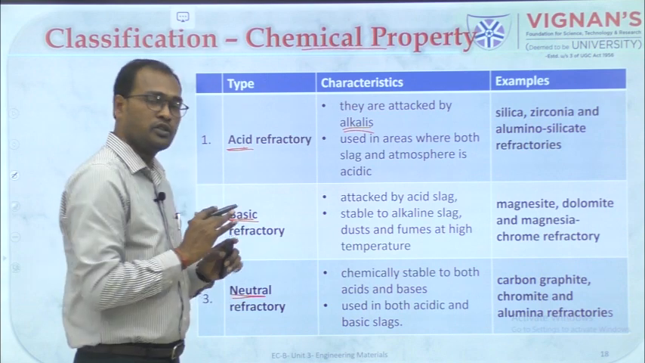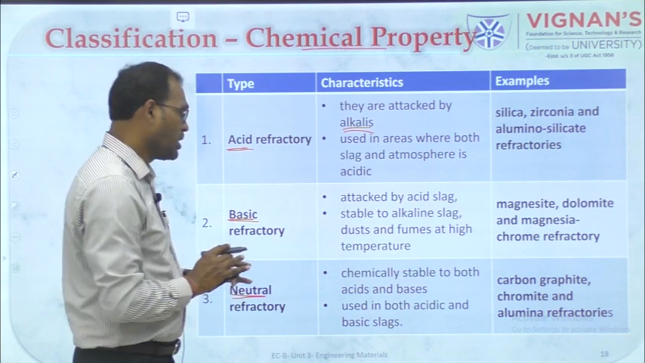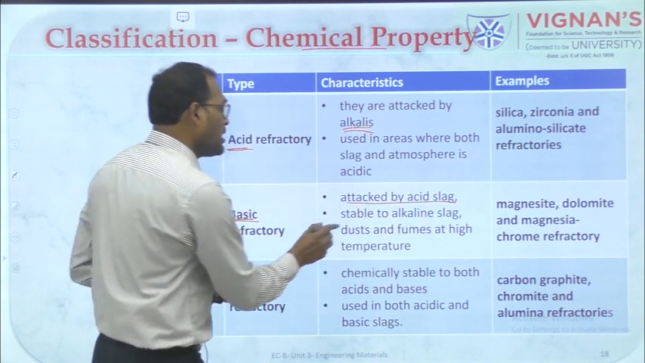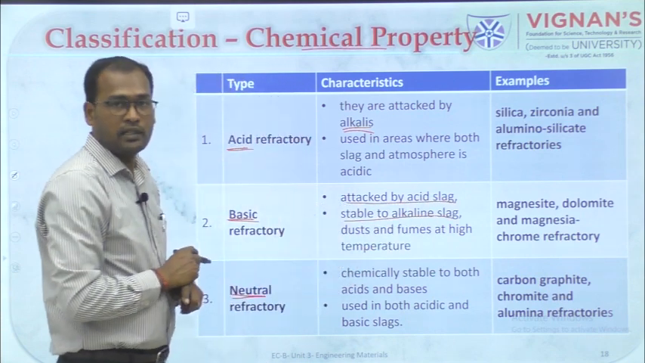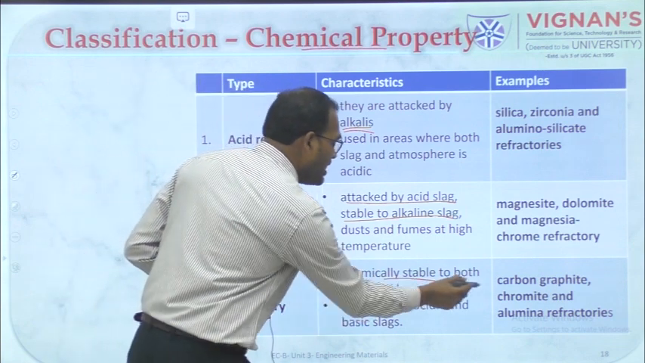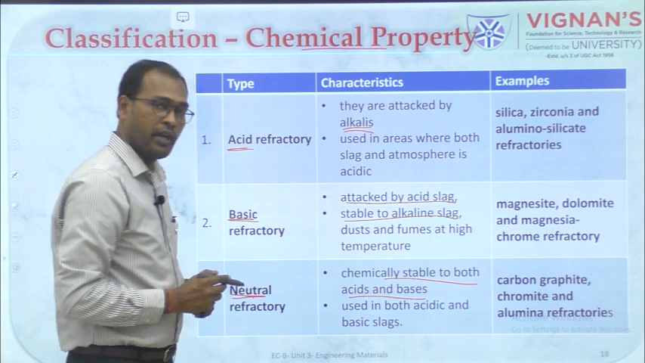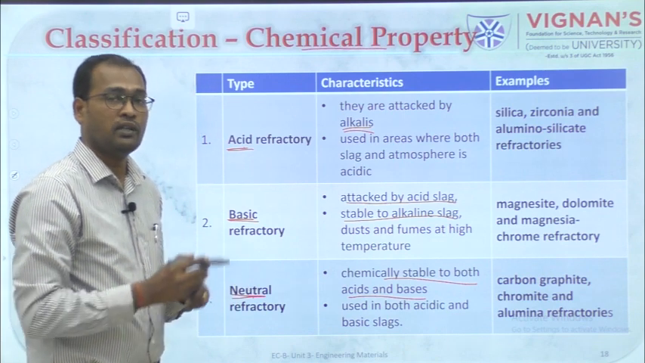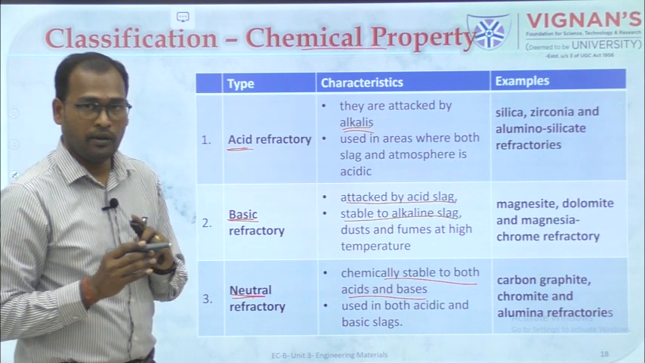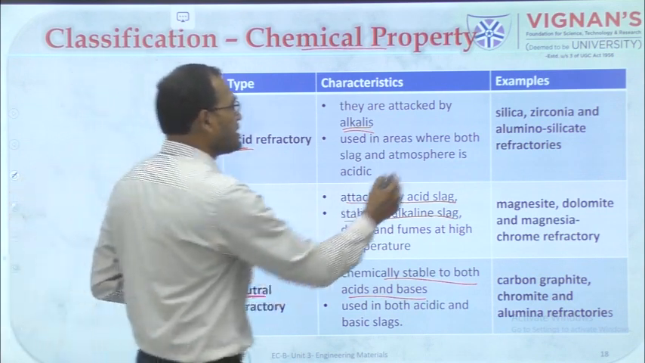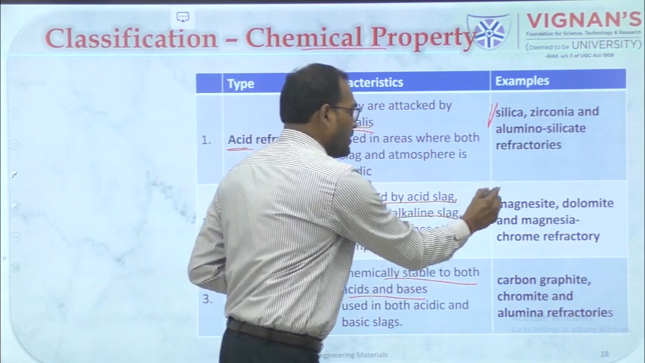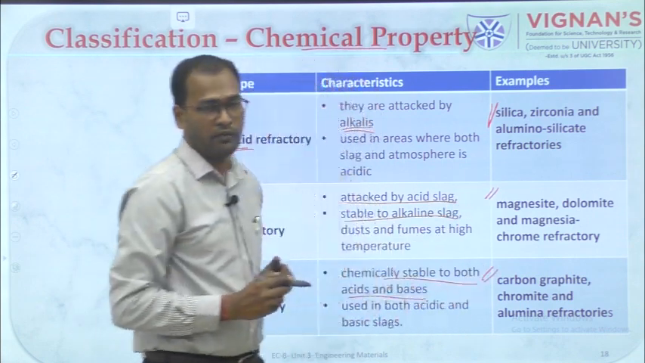So basic refractory is good for basic material but not good for acidic material, which attacks it, but it is stable for alkaline slag. And the neutral refractory is chemically inert for both acids and bases. So it can be used for both acidic refractory as well as basic refractory. And these are some of the examples of acidic refractory, basic refractory, and neutral refractory.